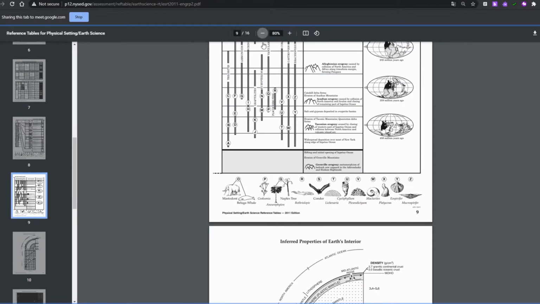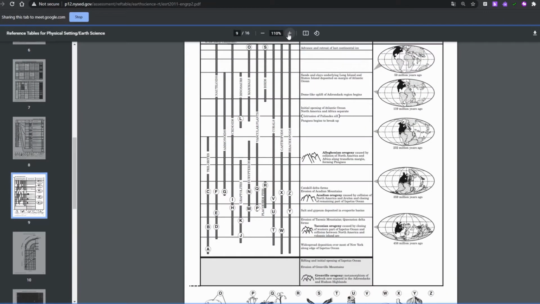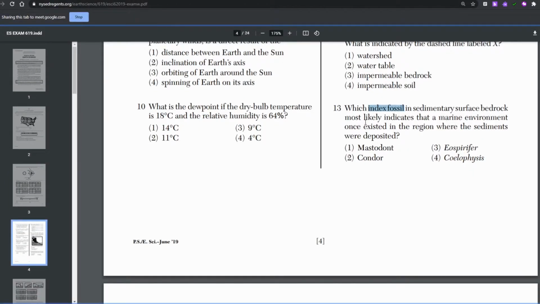Let me see if I can zoom out. I can't put two on one page, huh? Okay. Well, let's hop back to this one. Sedimentary bedrock indicates a marine environment. What does marine mean? Trilobites, I'll show you in a second. So a marine environment is an ocean environment, salt water. Once existed in a region where sediments were deposited.